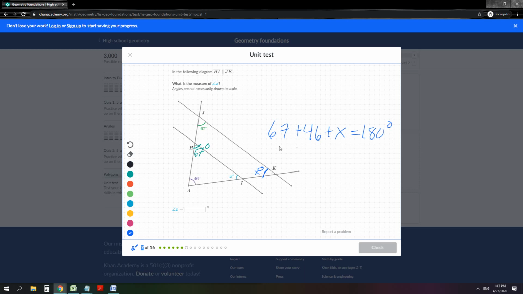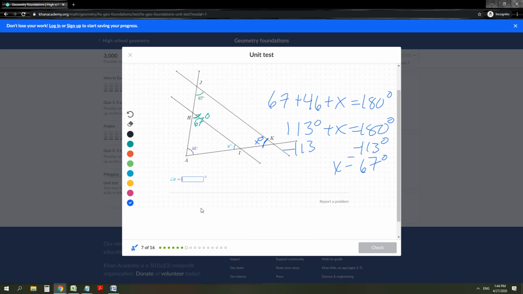And so now all I need to do is just add these two together, right? 60 plus 40 is 100. 6 plus 7 is 13. So this is 113 degrees plus x, and that equals 180. Get rid of the 113, right? And we're going to be left with x is equal to 67 degrees. Okay?